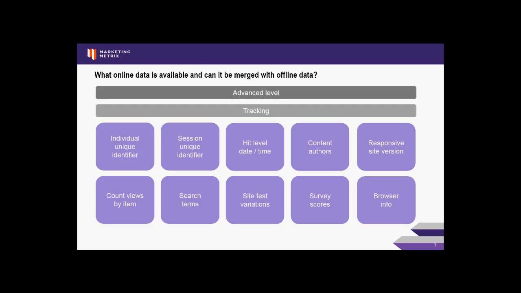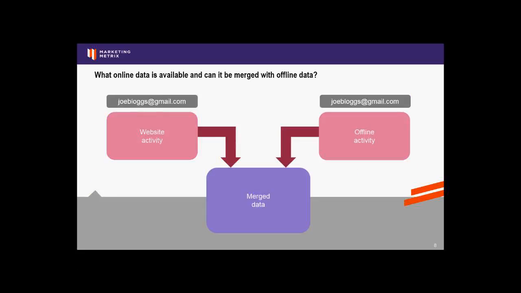Survey scores is another one, so if you have some kind of customer satisfaction survey, all of that information can be tracked and extracted. And finally, browser information, and this includes things like, do they have an ad blocker installed, which is vital if you've got YouTube content or content where ads tend to pop up as a result of playing the video.